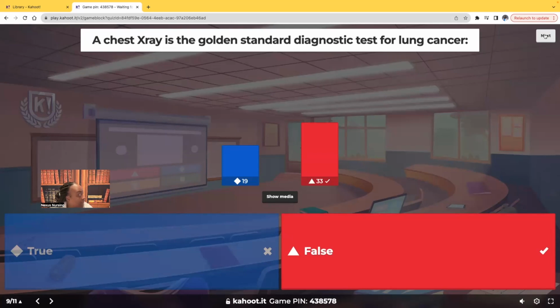Guys, do you know what the gold standard is? Yep, that's right, Anita. Biopsy. That biopsy, that is a golden standard. The chest x-ray is still a screening tool, right? It lets us know something's there, but how do we confirm it? That biopsy.